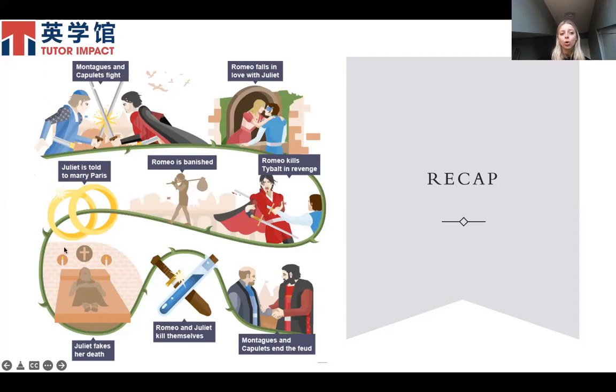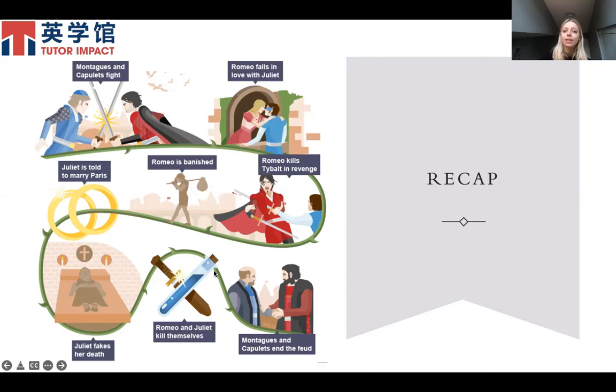And Juliet is told to marry Paris. As a result of Romeo being exiled, Juliet fakes her own death to try and be able to see him and be reunited again. However, when Romeo comes back, he hasn't seen the message that's been sent to him about the plan. So he takes the poison, and then Juliet in turn kills herself with the knife because she has realized that Romeo is dead. And at the end of the story, the Montagues and the Capulets end their feud. And that is the whole plot of the story.